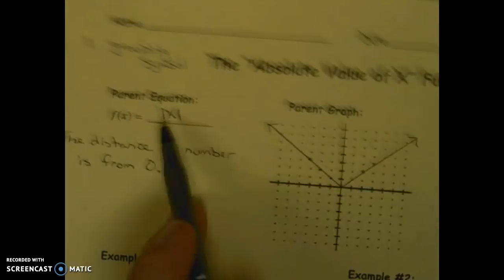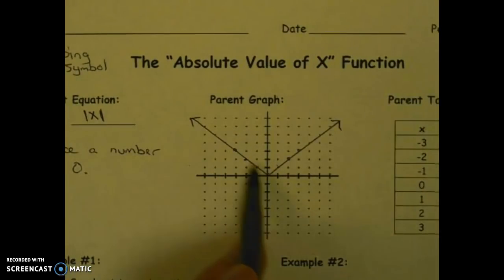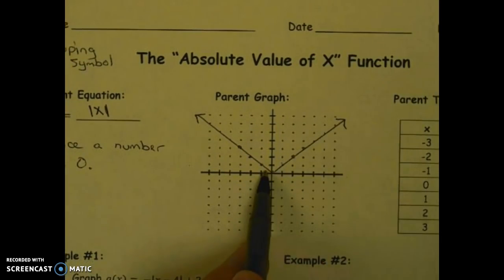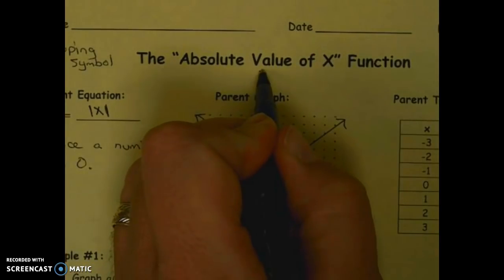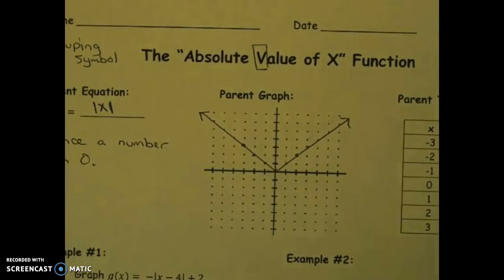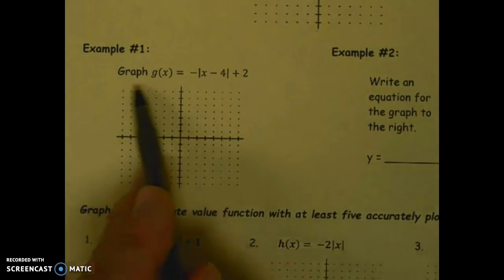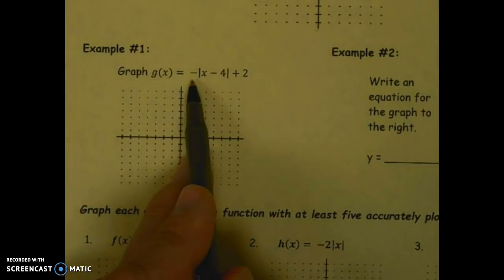So anytime we have these symbols here with the absolute value, our graph is going to look like a V. So in the name, it kind of gives you a clue as to what the graph is going to look like. Okay, moving down here to example 1. Let's say we want to graph this function here.